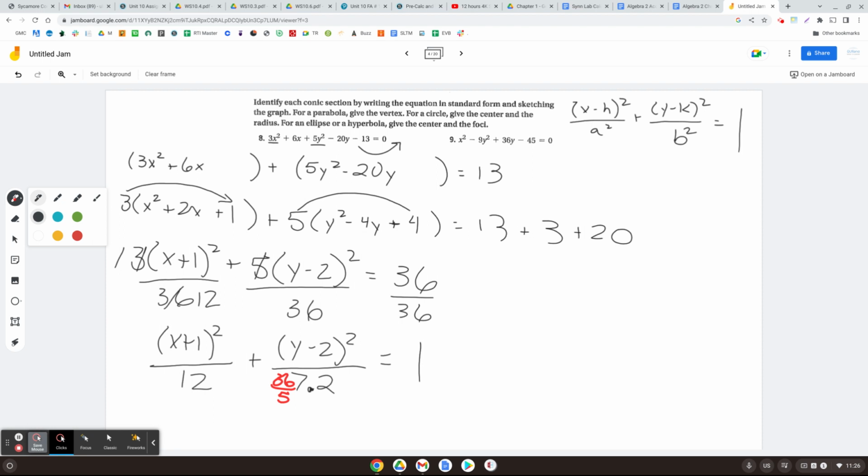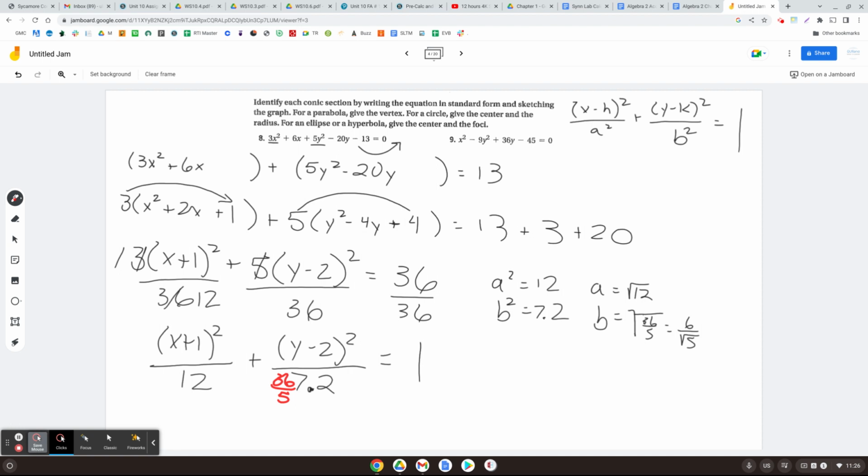Okay. So now we know that a squared is 12 and b squared is 7.2. Okay. So then a is radical 12 and b is, well, it's radical 7.2, or it's just radical 36 over 5, which is 6 over radical 5. This is way too complicated. All right, so now look, sketch the ellipse.